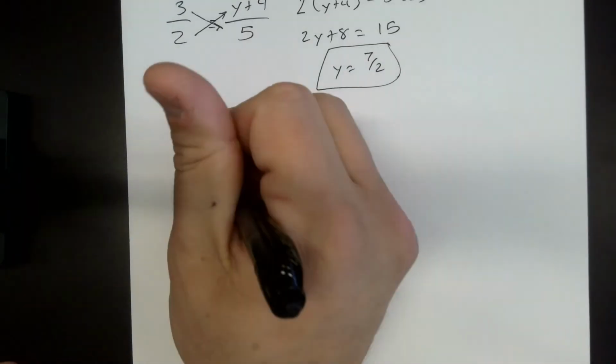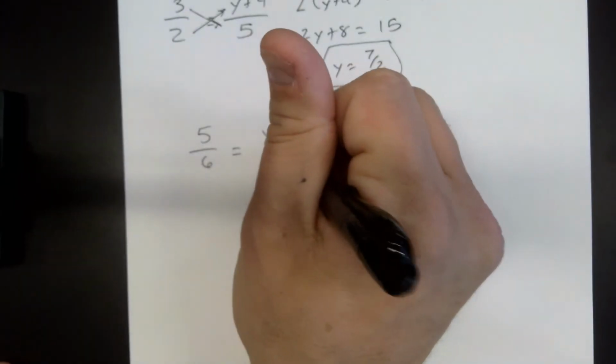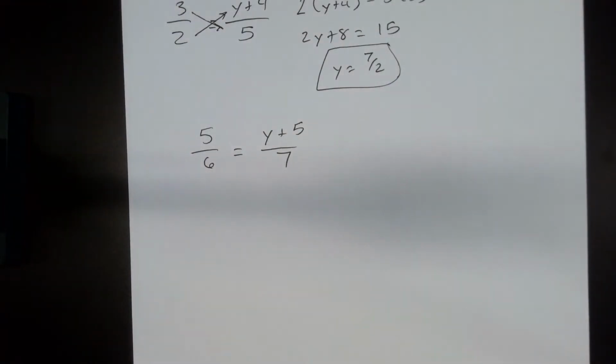So try this one on your own. 5 over 6 equals y plus 5 over 7. Try that one on your own. Cross multiply them, we'll see where we get to.